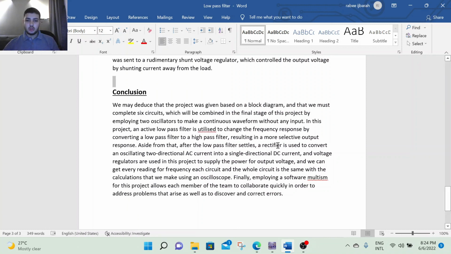Finally, deploying the software Multisim for this project allows each member of the team to collaborate quickly in order to address problems that arise as well as to discover and correct errors.